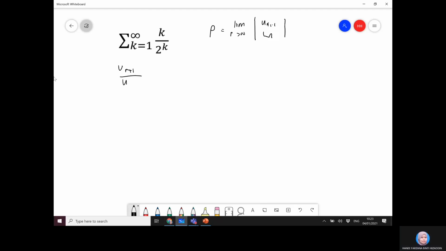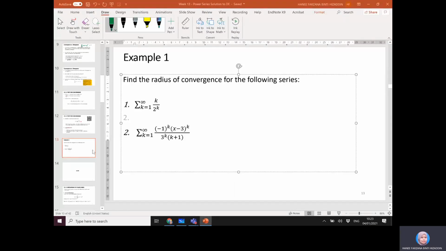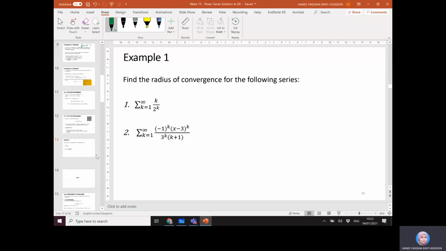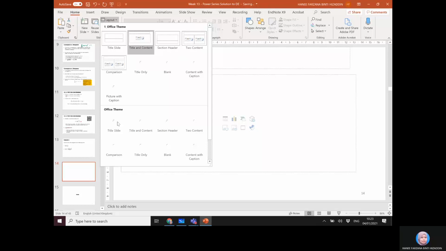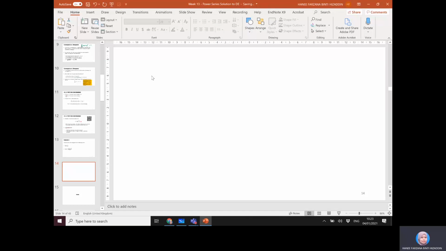Then plug in the power series. So for n plus 1, it's k plus 1. Okay, I think I'm going to need to use the PowerPoint blank slide because it's not working for me here. So just bear with me. Right, so just continue. Sorry for the technical problem.